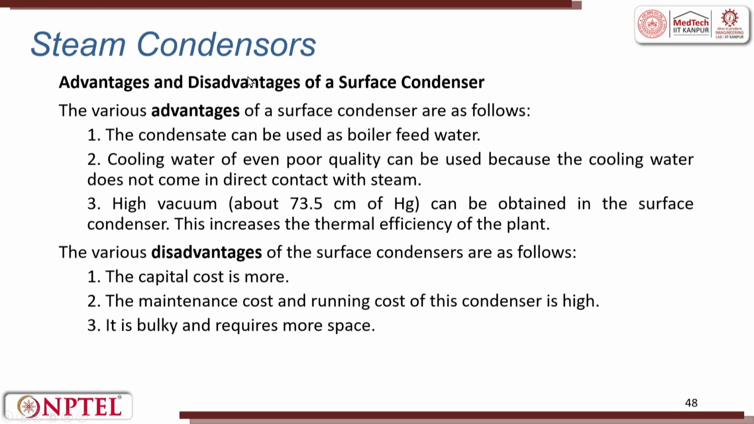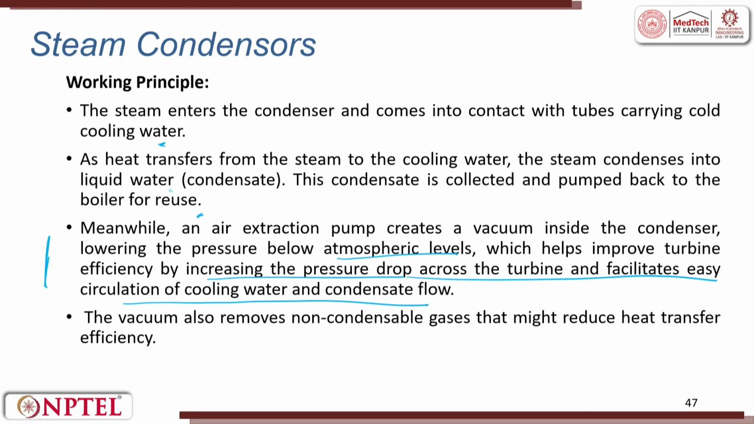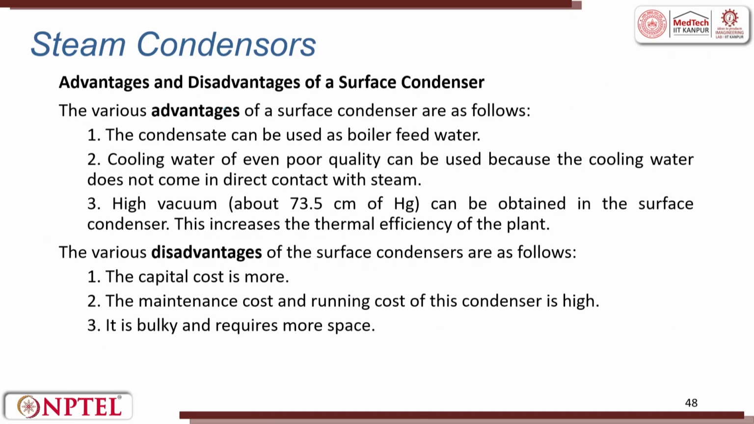What are the advantages of a surface condenser over a jet condenser? This is very important. What are the advantages and disadvantages of a surface condenser? The condensate can be used as boiler feed water. Cooling water of even poor quality can be used. High vacuum can be obtained in the surface condenser, which increases the thermal efficiency. Disadvantages: it is costly, maintenance is costly, and it is bulky.